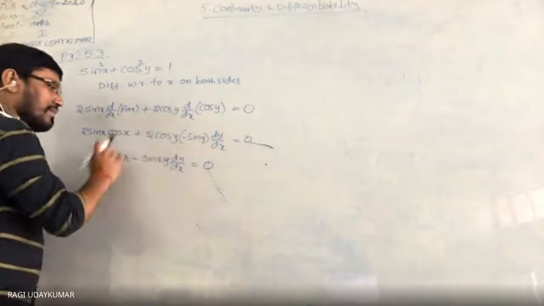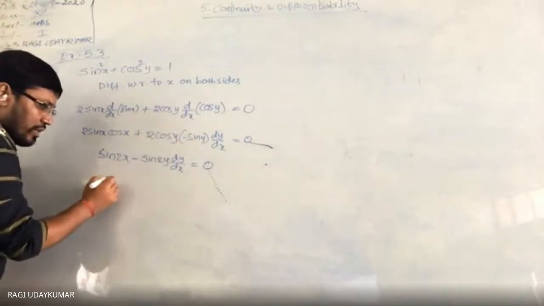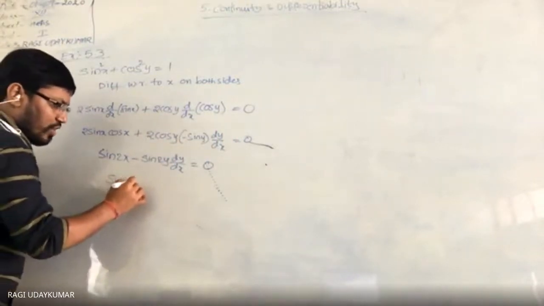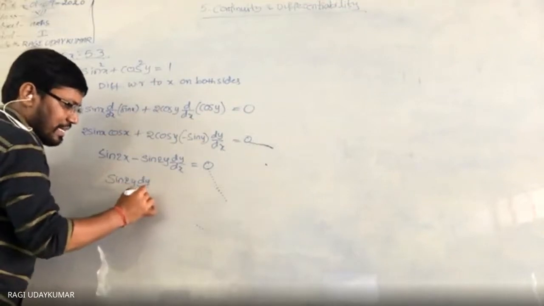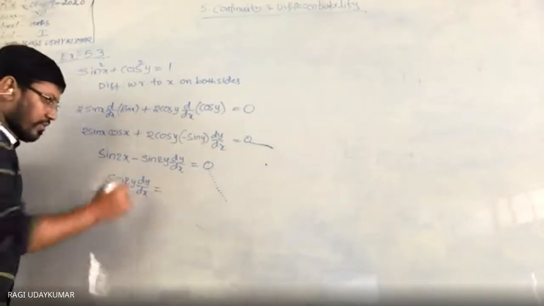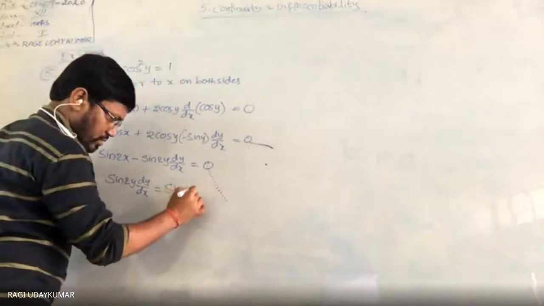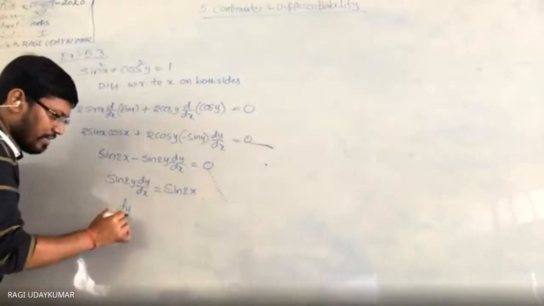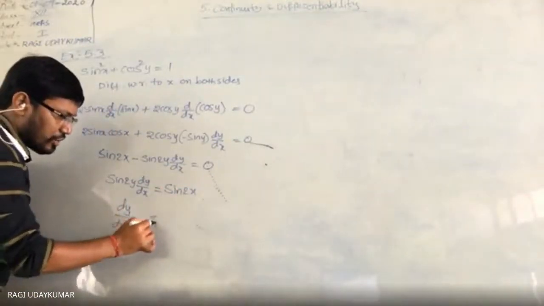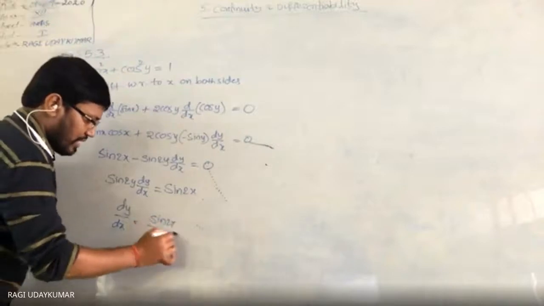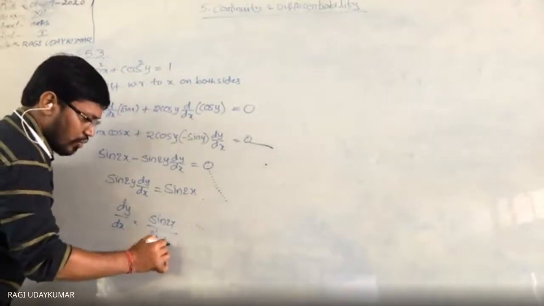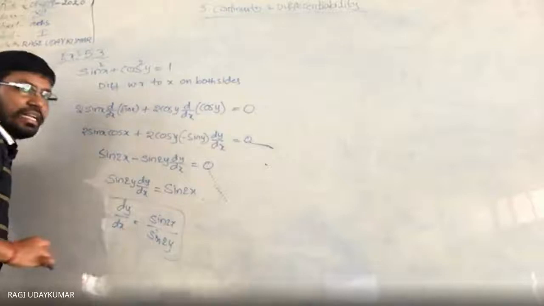So take this one to the right side. From this you are going to get sin 2y dy by dx is equal to sin 2x. So dy by dx is equal to sin 2x by sin 2y. So this is the dy by dx of the given function.